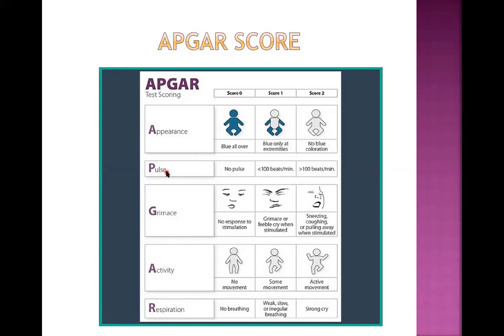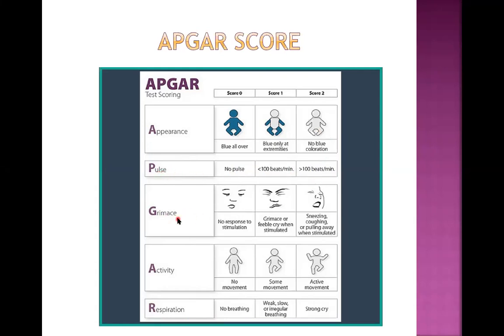Let's go to the pulse or heart rate. No pulse or no heart rate. Heart rate is 0. It is a score of 0. Score 1 means heart rate less than 100 beats per minute. And score 2, it is more than 100 beats per minute. This is regarding the pulse or heart rate.